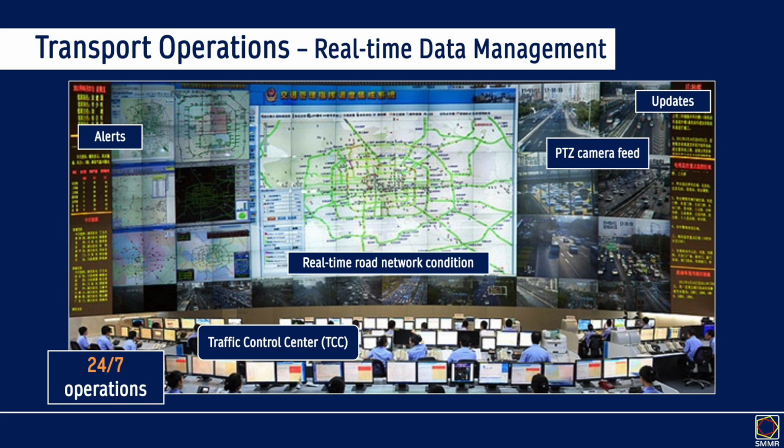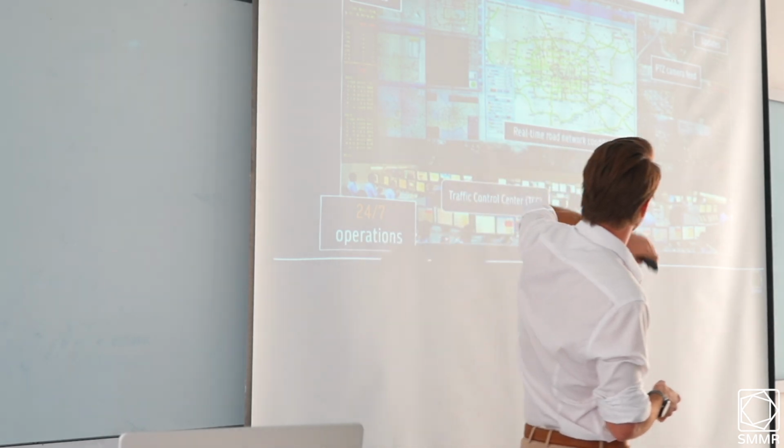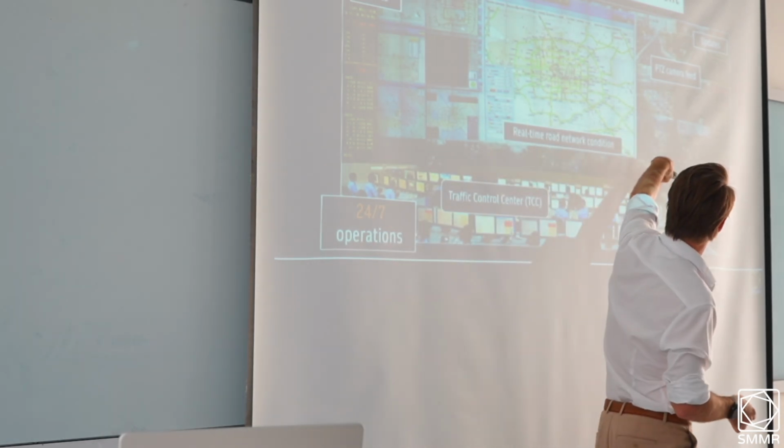You have alerts coming in from different sources. It could be from the police. It could be from Twitter. You have an idea of how the road network is performing. And again, you can use different color schemes. So here, free flow speed, this looks good. You can see all your different cameras.